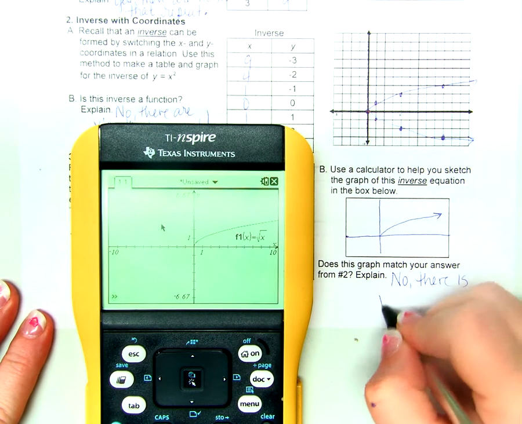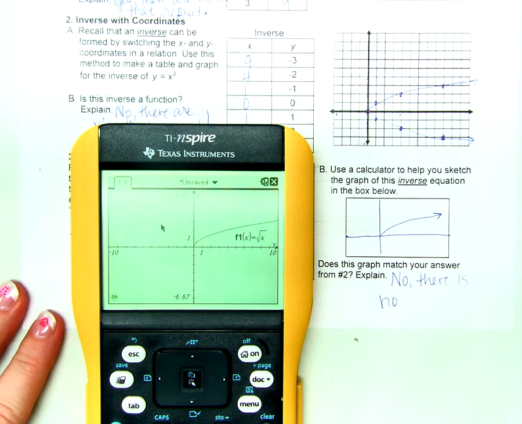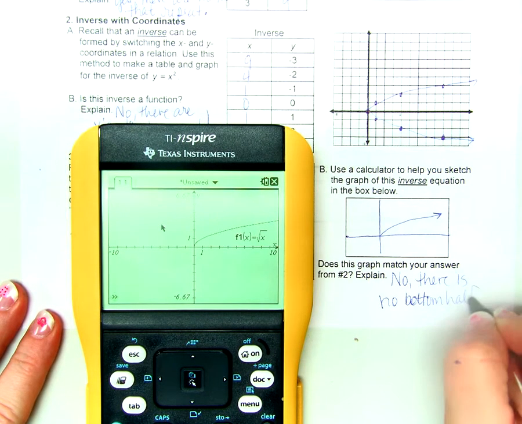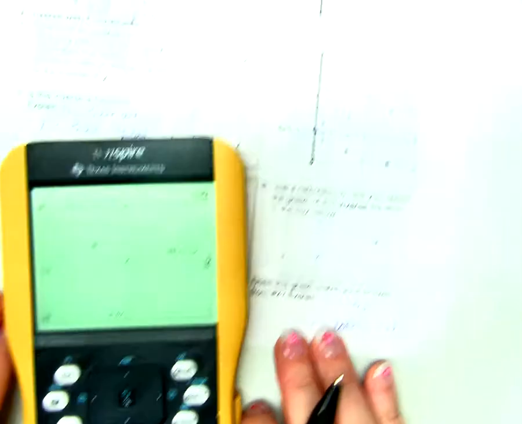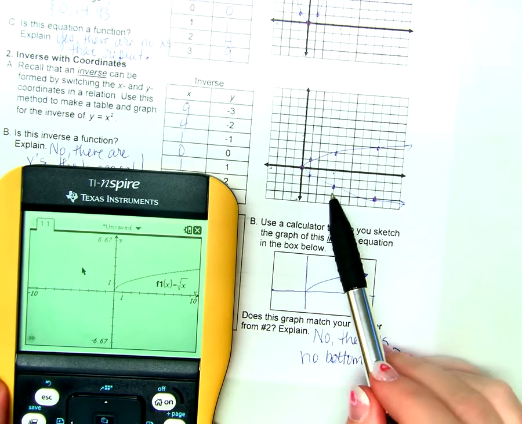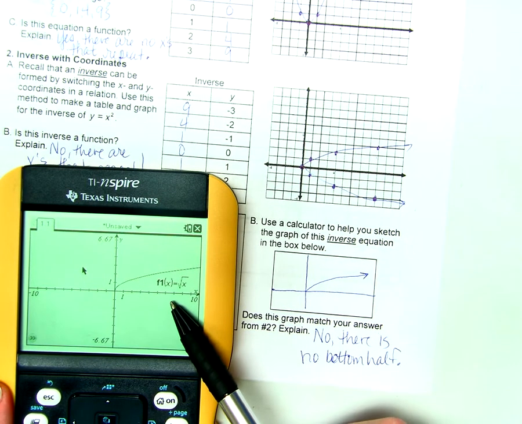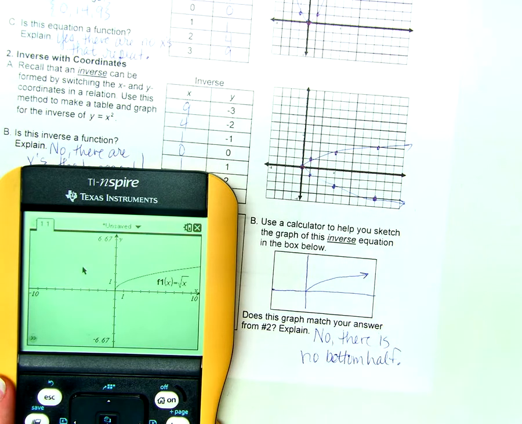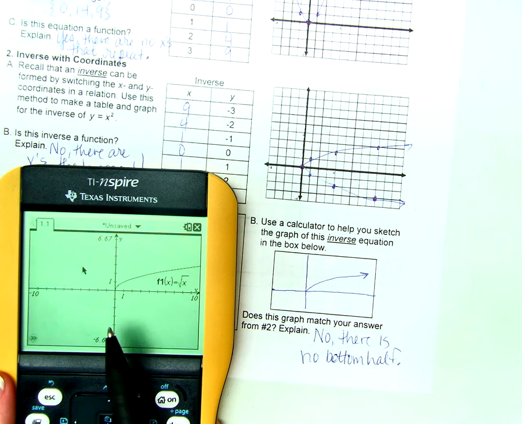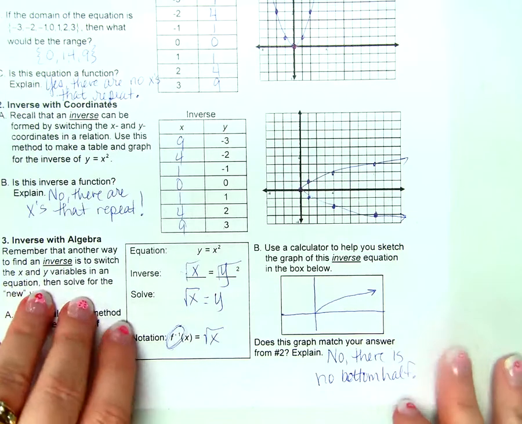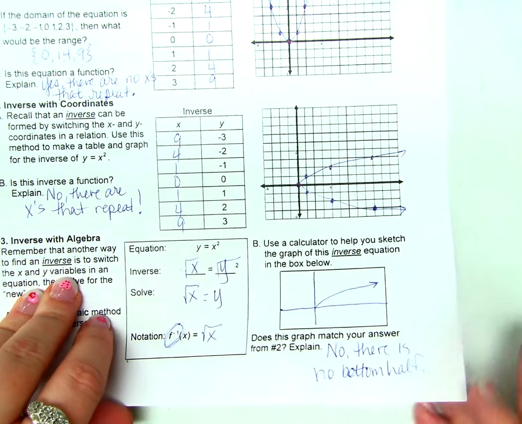There is no... What? There's no bottom half. Can you see how compare this one to this one? If we look at this graph right here that we just put in the calculator to say the square root of x, there's no bottom half. Why is that? Can my calculator graph things that are not functions? Not the way we have the calculator set up. Not in the mode that we have them in, the one that we work with all the time. Any questions so far?